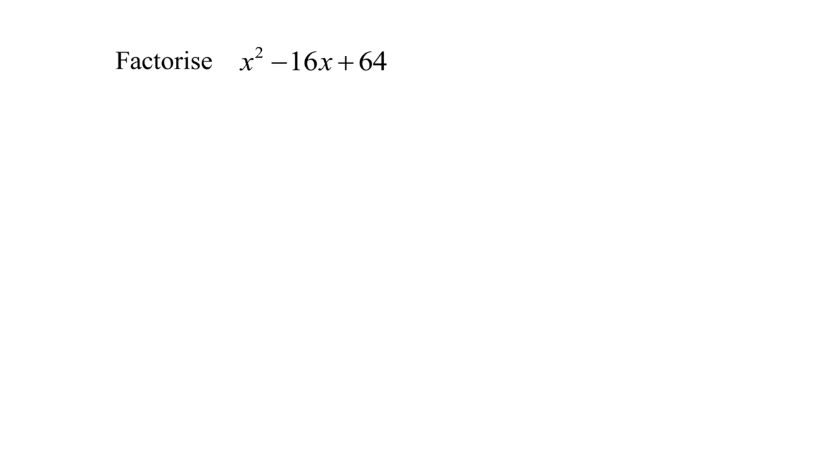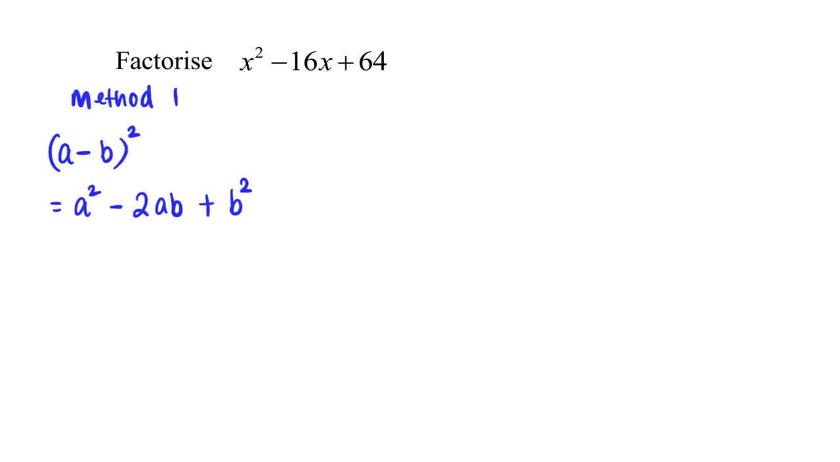So method 1 will be using the formula, or the algebraic result of this: a minus b bracket square is equal to a square minus 2ab plus b square. So here I'm going to see how I can rewrite x squared minus 16x plus 64 into the above.